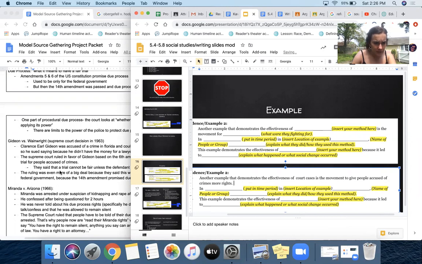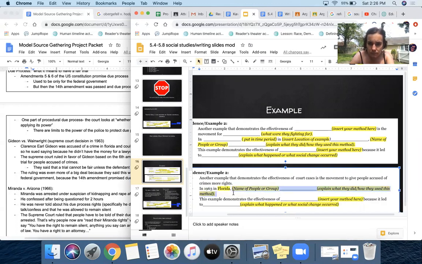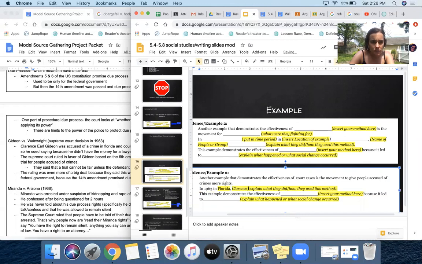And I have my source gathering sheet here. I'm going to use this Gideon versus Wainwright example in 1963 in Florida. Who's the person? The person is Clarence Earl Gideon.